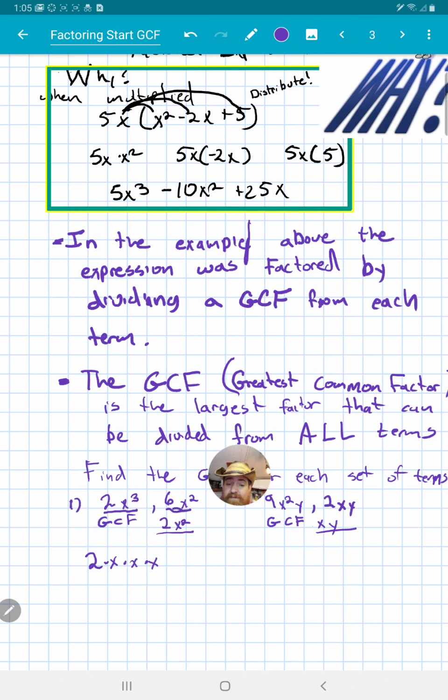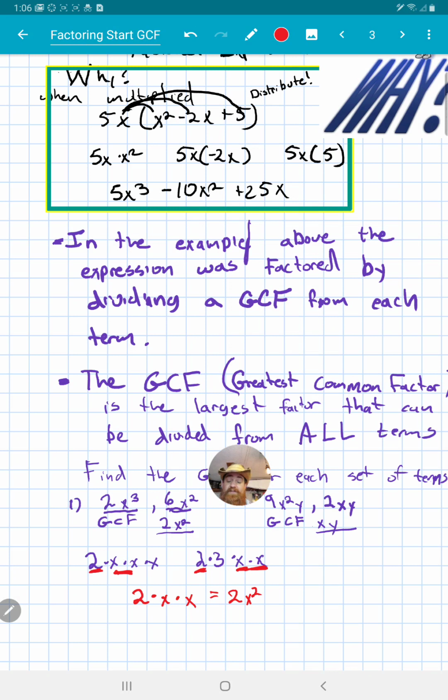6x squared. Okay, how can we write that? Well, 6 is not prime, it is 2 times 3. Then x squared is just x times x. So any of those parts that match will be part of the greatest common factor, will be part of the GCF. So the things that match, well, both of these have 2's, and both of these have a couple of x's. There's an x there, there's an x there, there's 2 x's right there. Okay, so we have to have the pieces matching in both of the expansions. So it looks like our GCF is 2 times x times x, or 2x squared.